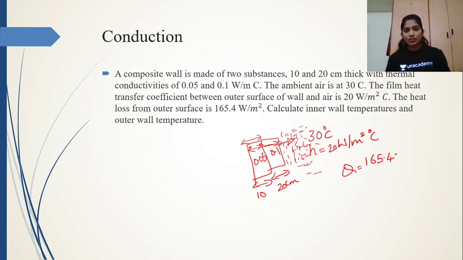And this is heat flux, because it is heat transferred per unit area. Here he is asking us to calculate the inner wall temperature and the outer wall temperature. The inner wall temperature is this one and the outer wall temperature is this. So this is the data from the question.